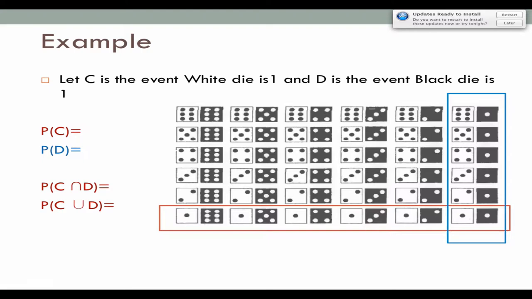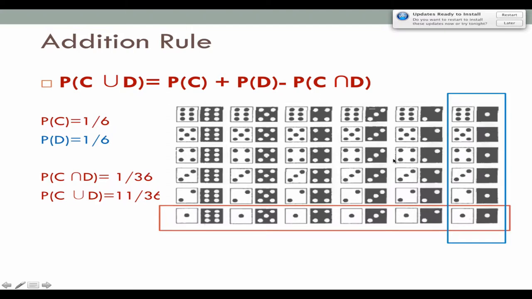So here I use the picture. The red bracket shows the elementary outcomes for C. There are six of them. So the probability of C is 6 out of 36, which is 1/6. Similarly, for D, the black die is one, that's everything in this blue bracket. Black die is one, there are six of them, so the probability of D is also 1/6.